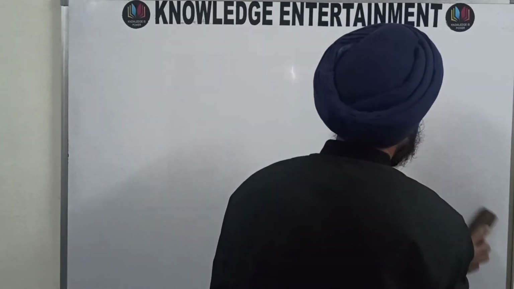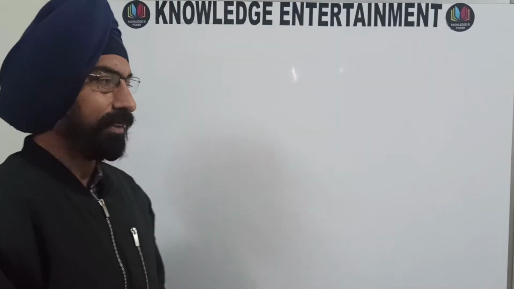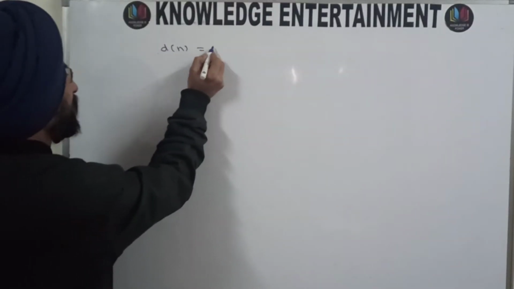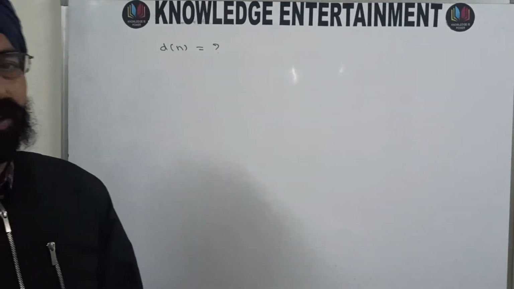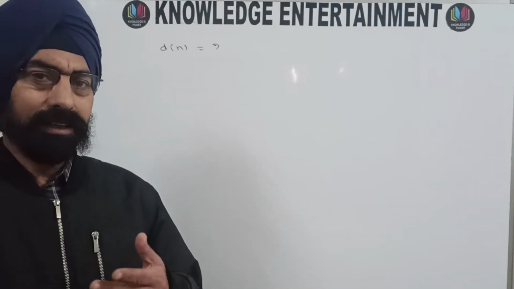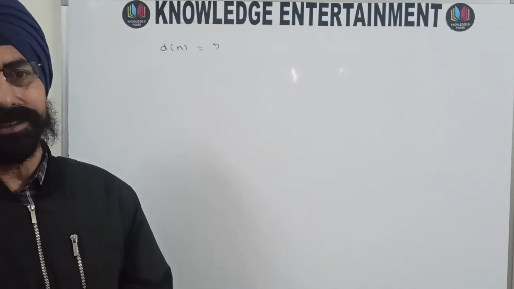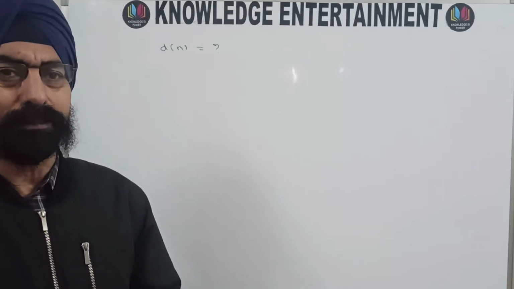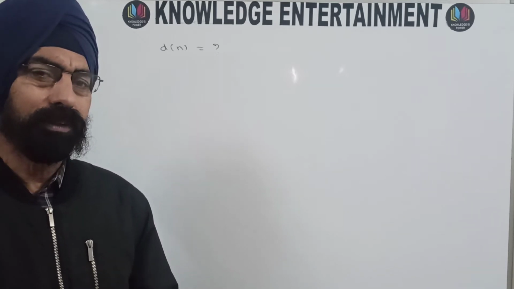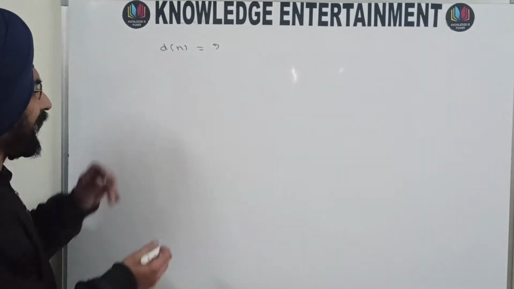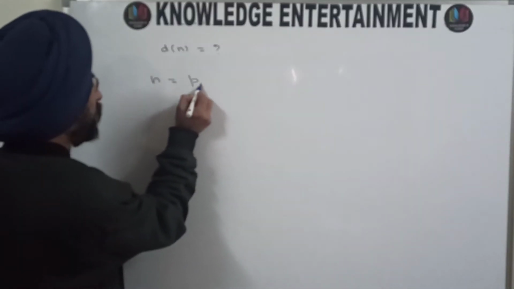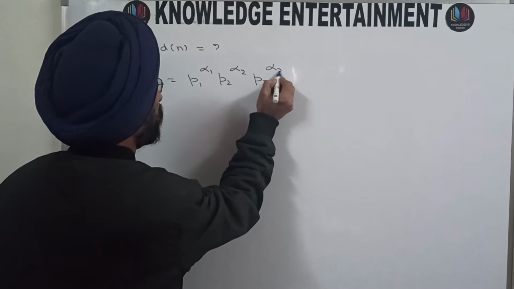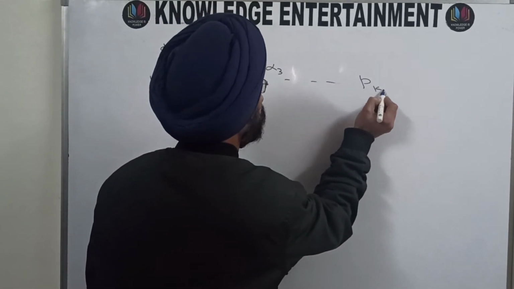Now let us see the general case. For any n, what is the value of d(n)? Let us see what d(n) is in general. We know from the fundamental theorem of arithmetic that every natural number n can be uniquely expressed as a product of powers of primes. That is known as the canonical form or canonical product of n. So this n can also be written as p1 power alpha 1, p2 power alpha 2, p3 power alpha 3 and so on, pk power alpha k.